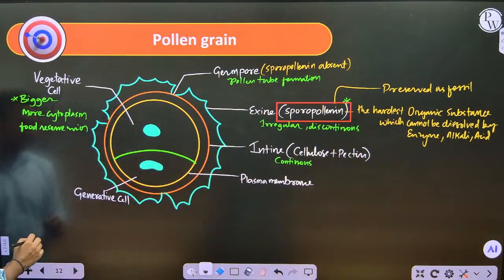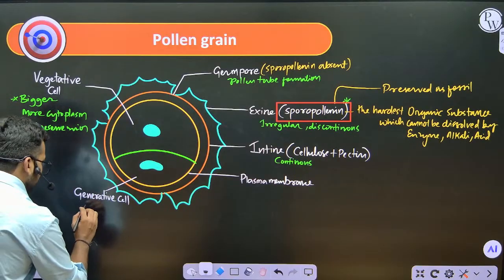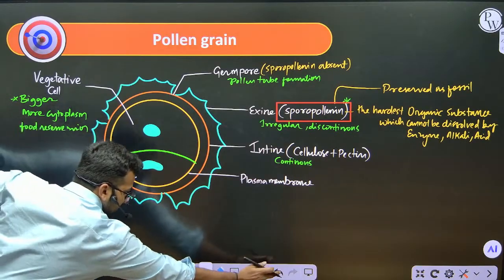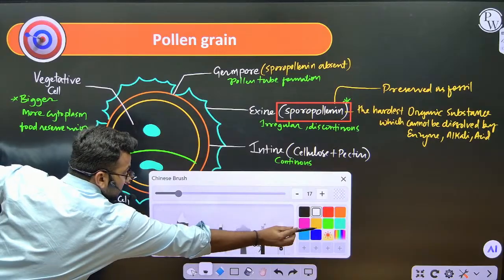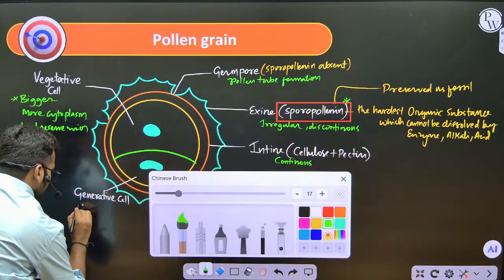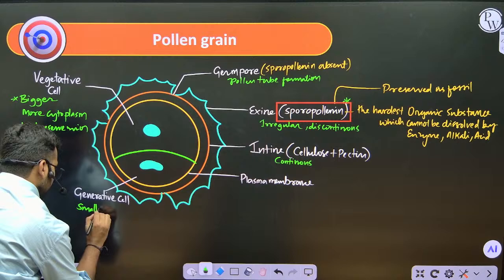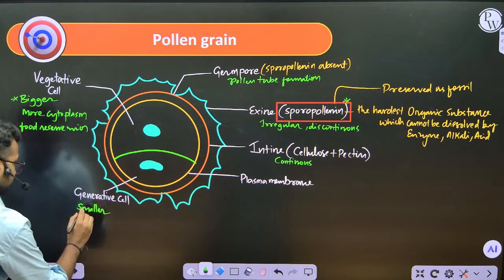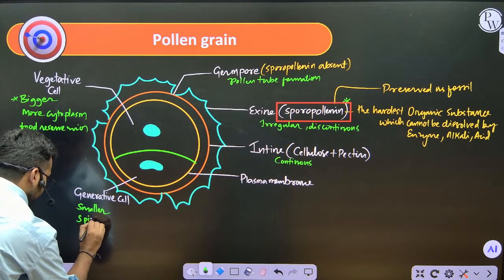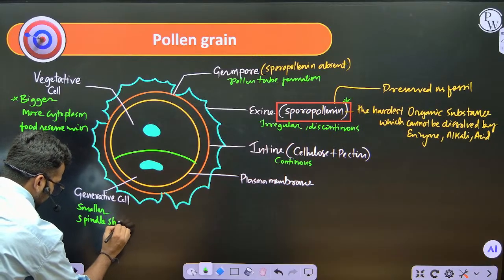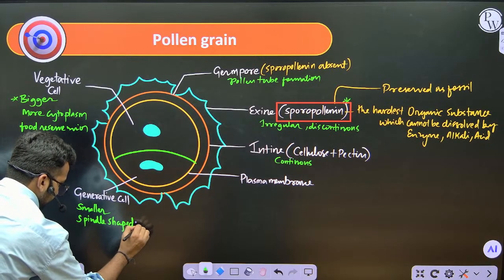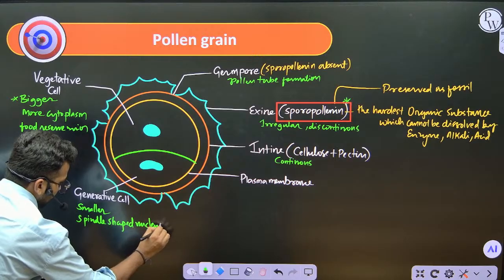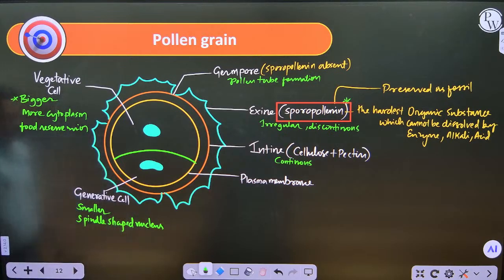So the generative cell is small. It is small in size, it is smaller, and it has a spindle shaped nucleus.